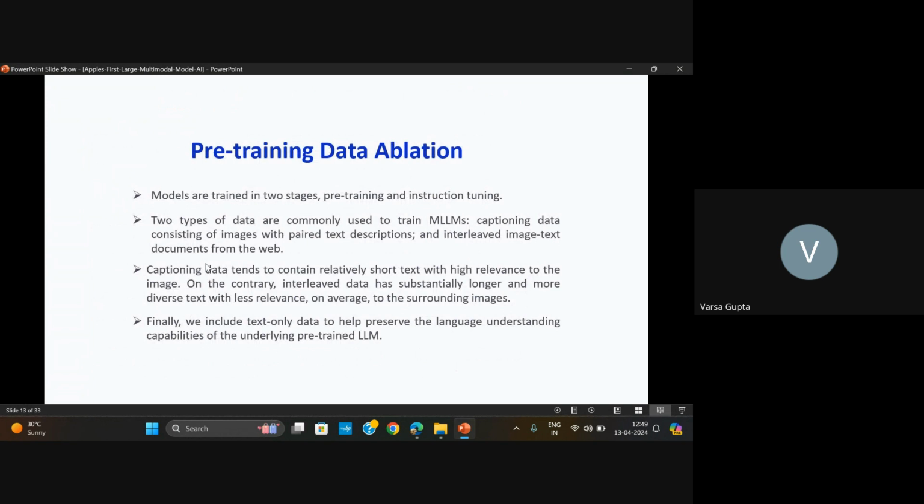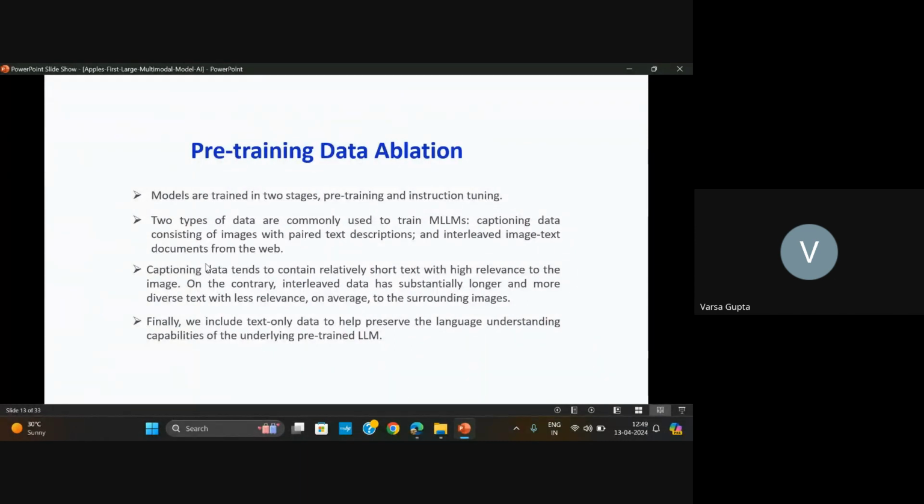Now we see the pre-training data ablation. To train this model, there are two stages: pre-training and instruction tuning. And to train the model, there are two types of data commonly used to train multimodal large language models: captioning data and interleaved image-text data. Captioning data contains short text with high relevance, as I said earlier. And interleaved data contains diverse text with less relevance.